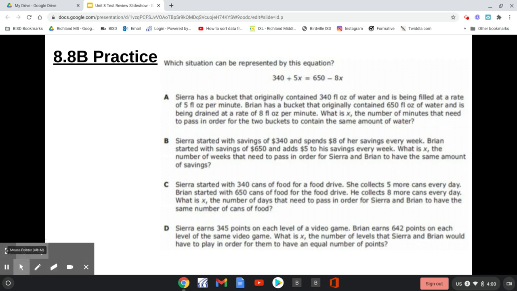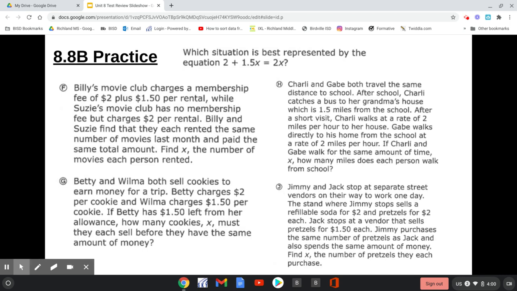Okay. Here's the next one. Which is best represented by the situation? This one charges a membership fee of $2, that's your B, and $1.50 per rental. That looks good. While Susie's Movie Club has no membership fee but charges $2 per rental. Perfect. Billy and Susie find that they each rented the same number of movies last month and paid the same amount. Well, I think our answer is right here.